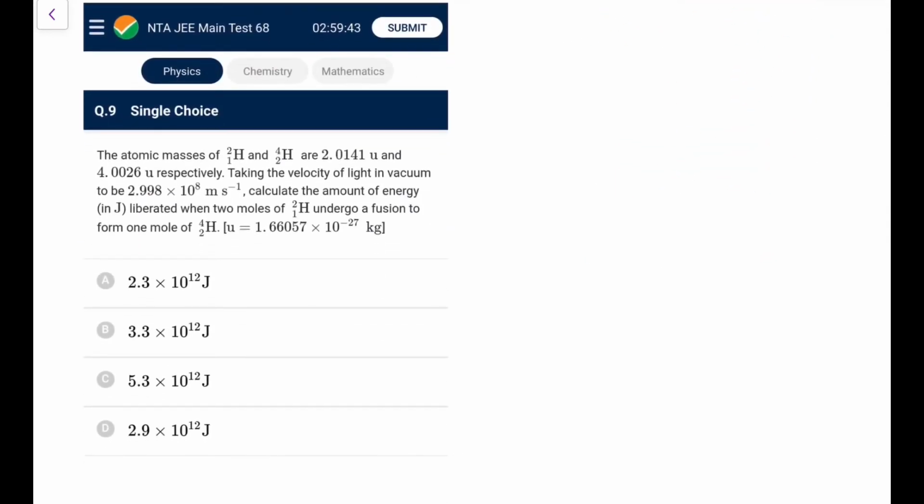Next, you have the atomic masses of hydrogen, deuteron and helium nucleus given. Taking the velocity of light in vacuum to be this, calculate the amount of energy liberated when 2 moles of 2H1 undergo fusion to form 1 mole of 4H2. So what we have is 2H1 plus 2H1 giving 4H2. In a single reaction, the mass it is utilizing is double of that, that is 4.0282, and what we form is 4.0026.